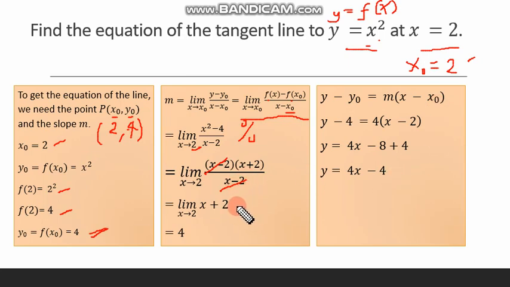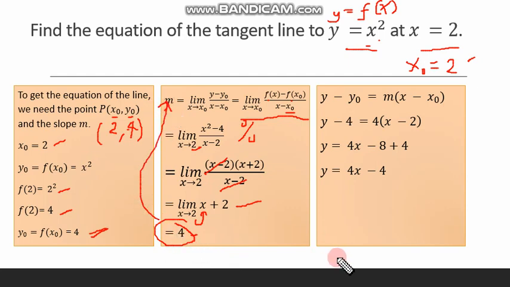Then what remains is x plus 2. So the limit of x plus 2 as x approaches 2, we will substitute x with 2. So 2 plus 2 is equal to 4. So this is the first step. We solve the slope of the tangent line.